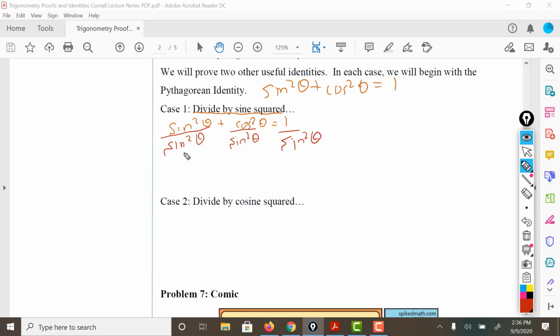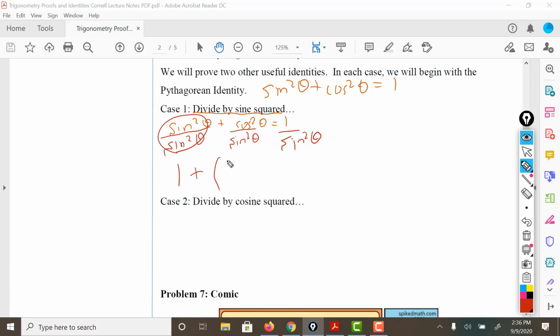Sine squared over sine squared becomes 1. It doesn't become 0. It doesn't cancel out. It cancels out, but it leaves you a value of 1. It's like saying 4 divided by 4 is 1, right? So this whole thing just becomes 1 because you divide it by itself.